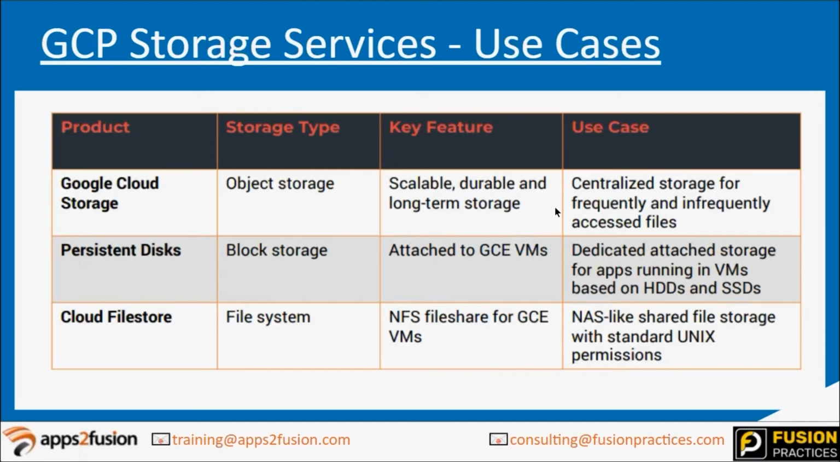Second, block storage, Persistent Disk. This falls into the block storage type. Its key feature, it's attached to GCE VMs. Use case, dedicated attached storage for apps running in VMs based on HDD and SSDs. Cloud Filestore, file system, NFS file share for GCE VMs. NAS-like shared file storage with standard Unix permissions, right?